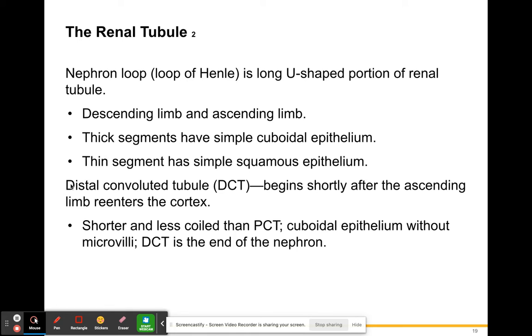Number 3, the distal convoluted tubule begins after the ascending limb re-enters the cortex of the kidney. They're shorter and less coiled than the proximal convoluted tubule, and they are not going to have microvilli. And the distal convoluted tubule is going to be the end of our nephron.